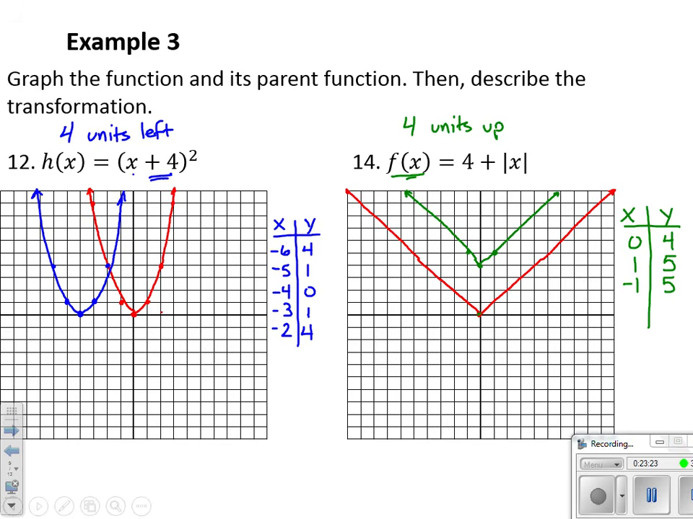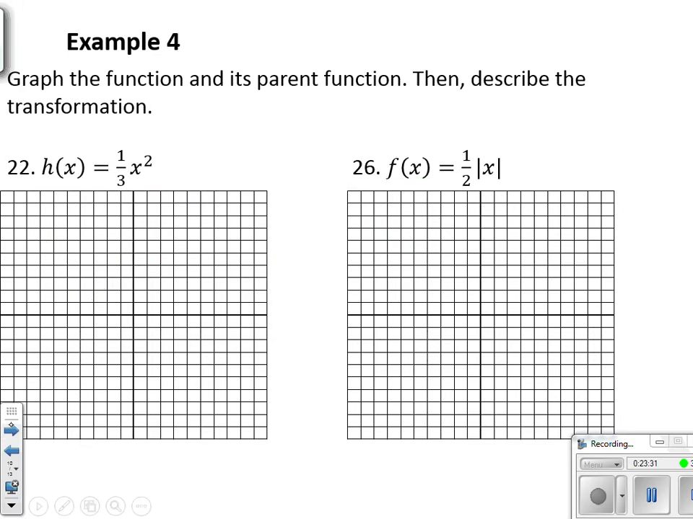So I want you to look at those two and see if we can come up with a pattern there, and then especially as you're going through your homework assignment, see if we can confirm some of these patterns that we're discovering right here today. Example 4, graph the function and its parent function. Okay, so let's put those parent functions back up. I should just have those saved.